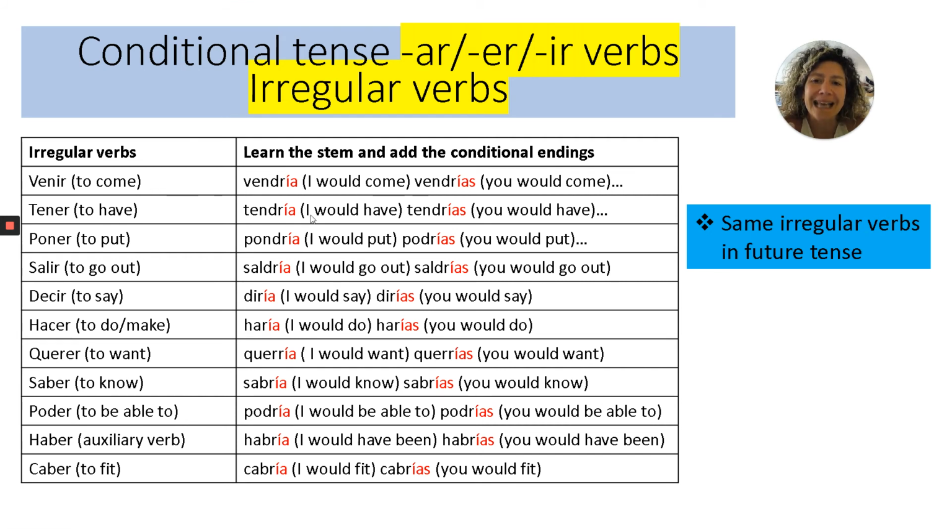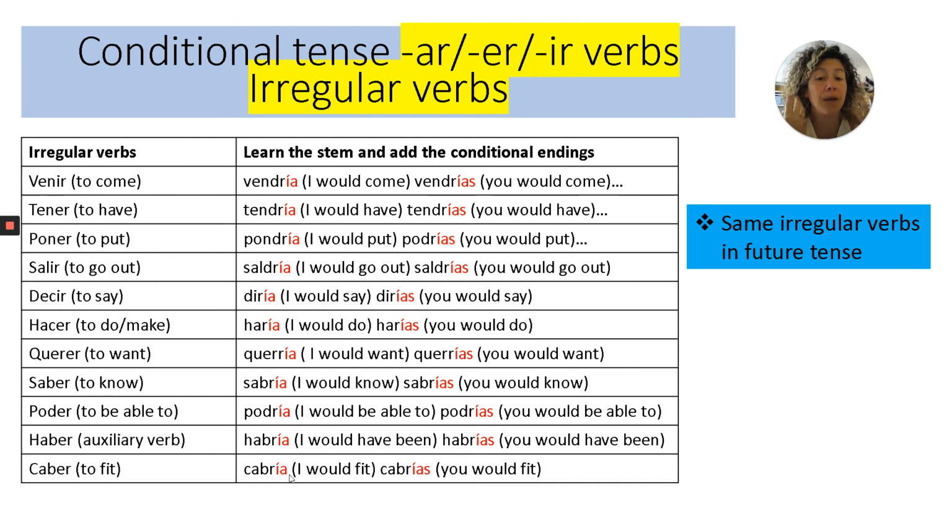So we've got vendría, I would come. Vendr, you see, that first bit never changes. And then I add the ending depending on the person. Okay? Tener, very similar. Tendr, and then the ia. Poner, pondría. Salir, saldría. Decir, diría. Hacer, haría. Querer, querría. Saber, sabría. Poder, podría. Haber, habría. Caber, cabría.